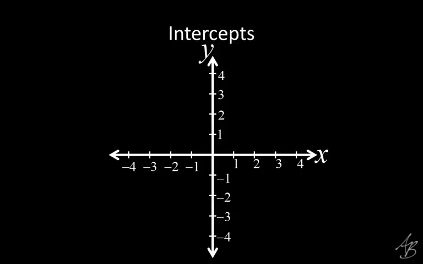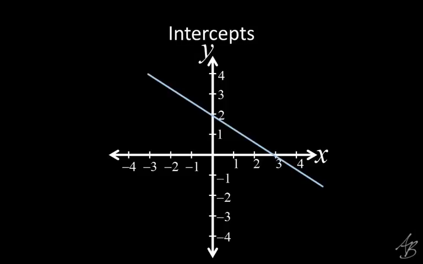Has anybody ever heard this term, intercept? An intercept in math, in the coordinate plane, is just where something crosses something else. In this case, what we're looking at is where a line crosses either the x-axis or the y-axis. So we have to remember this is the y-axis. If a line crosses the y-axis, the place that it crosses the y-axis we call the y-intercept. So if I put a line up here, what would you say is the y-intercept of this line?